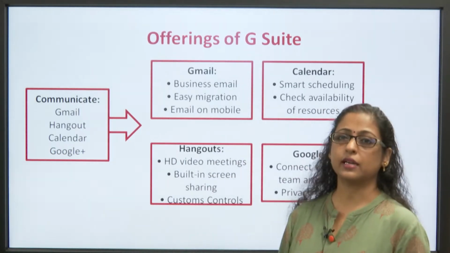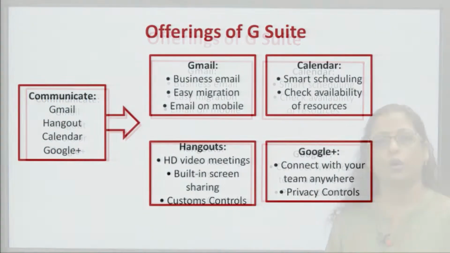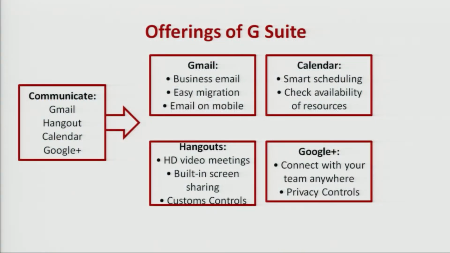Let us understand the first offering of G Suite, which is intended to help our communication. This particular service of G Suite helps people to get connected to each other. There are four major components of the communicate platform of G Suite, which are Gmail, Hangout, Calendar, and Google Plus. Let us understand all of them one by one.